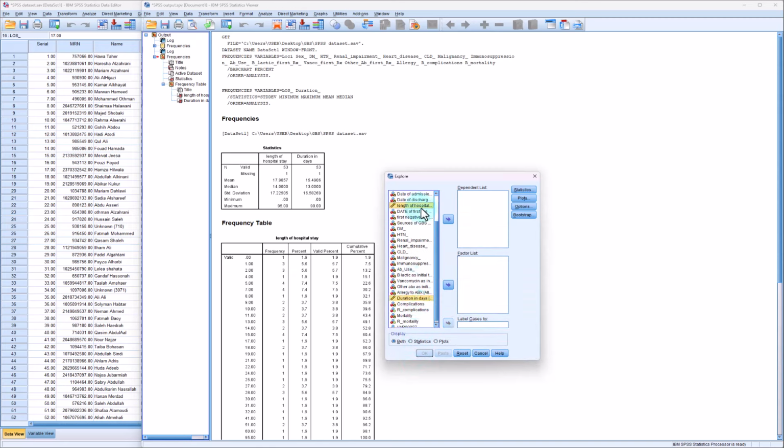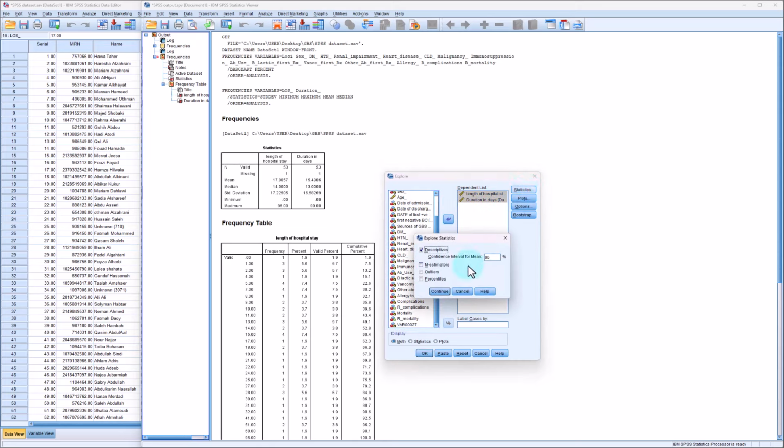So these two variables go to the dependent list. Here I would select descriptives, and I can also check if there are any outliers. The plots can be stem-and-leaf and histogram.